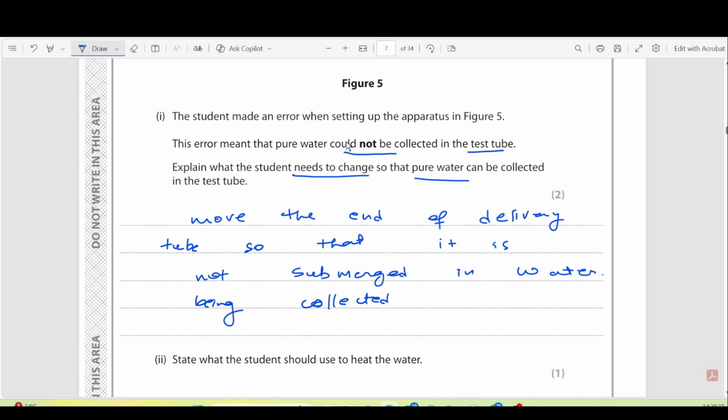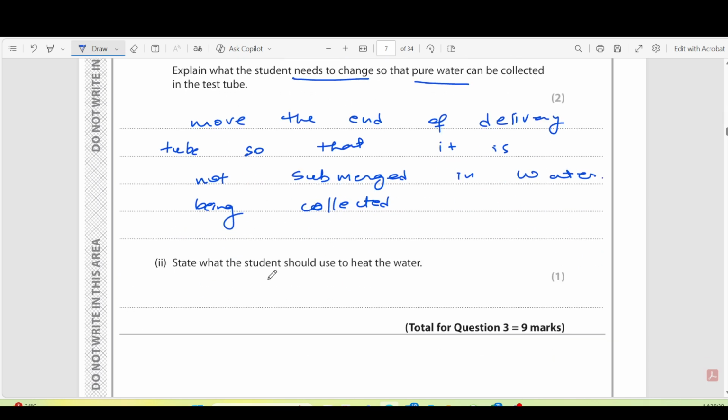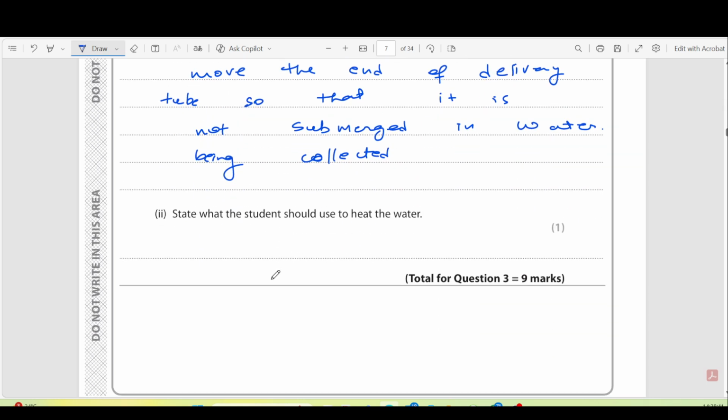State what the student should use to heat the water. To heat the water, the student should use a Bunsen burner.